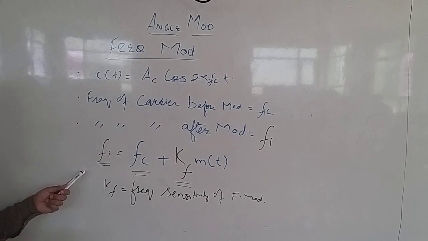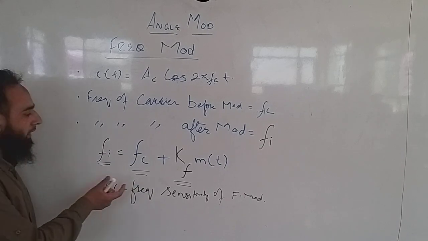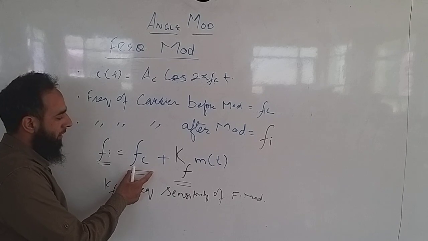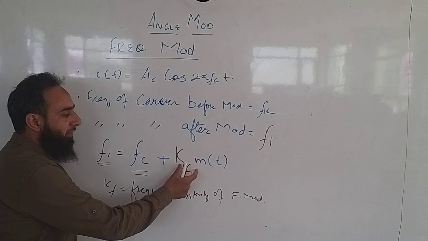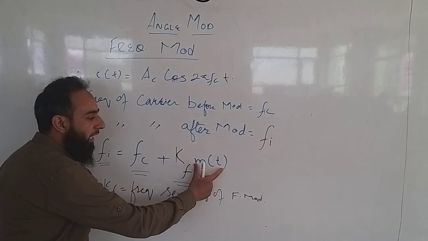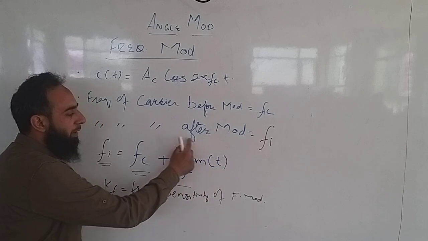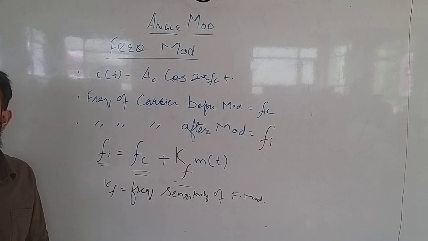Therefore, in this expression, eyes on board please. I have fi is equal to fc plus Kf m of t. Case 1, if m of t equal to 0, ये सारा वाला part 0 हो जाएगा. fi is equal to fc.